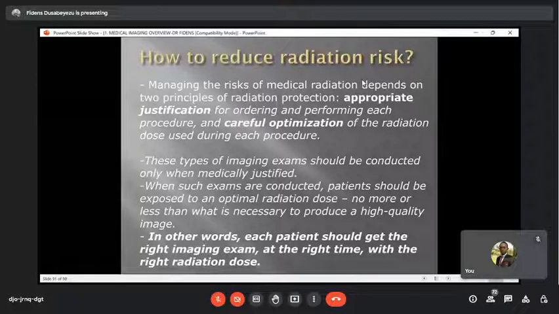It can happen that the settings of the machine send a lot of X-ray without any added value. That's what we call careful optimization and appropriate justification, especially for the clinician. Careful optimization is for us now in radiology. Okay.